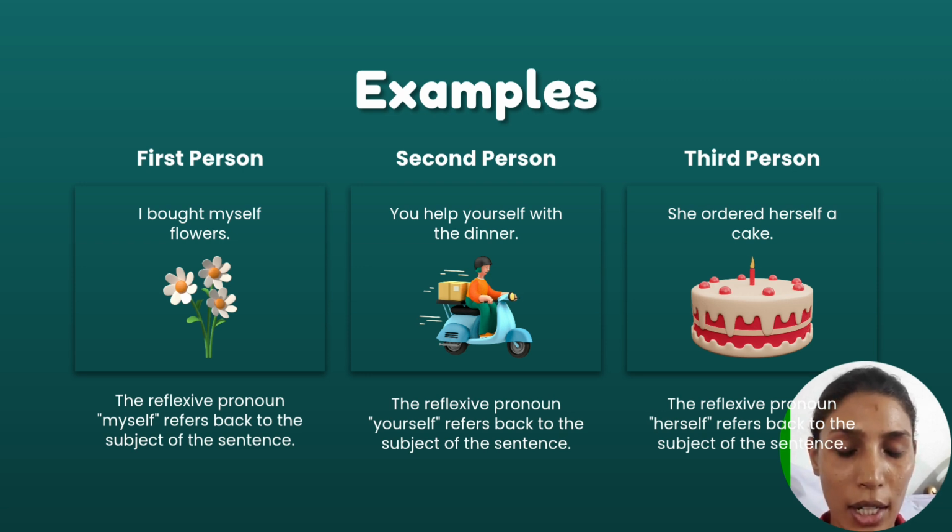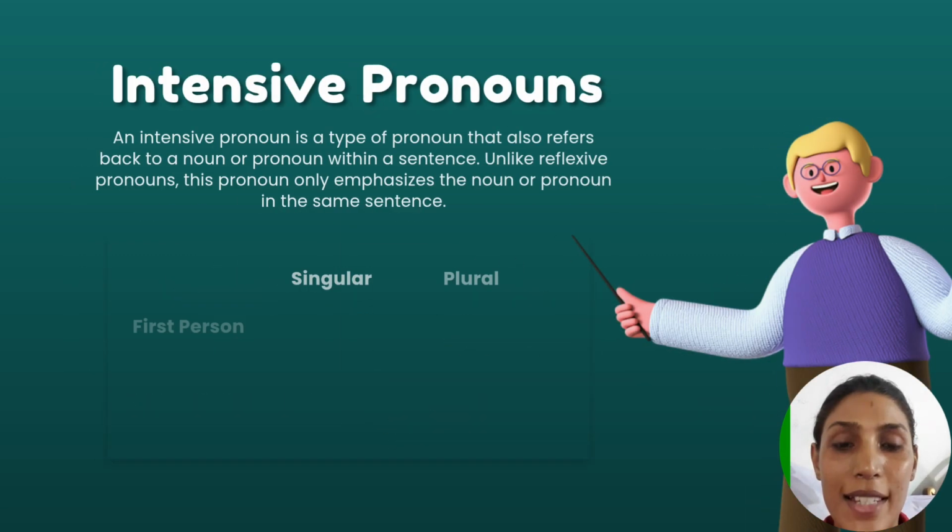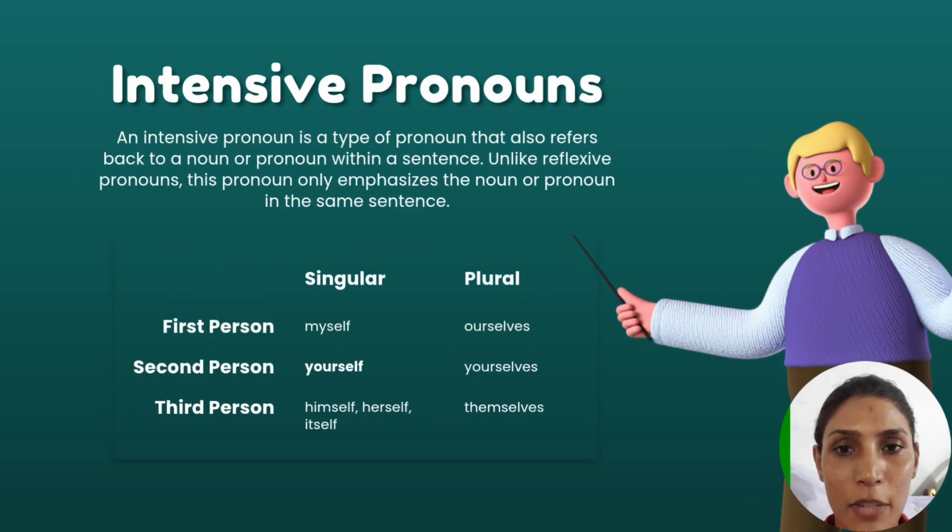So these are some examples of reflexive pronouns. By getting an idea about these examples, you will easily understand what reflexive pronouns are and how they refer back to the subject. There is another type of pronoun, that is intensive pronouns. An intensive pronoun is a type of pronoun that also refers back to the noun or pronoun within a sentence. And unlike reflexive pronouns, these pronouns only emphasize the noun or pronoun in the sentence.